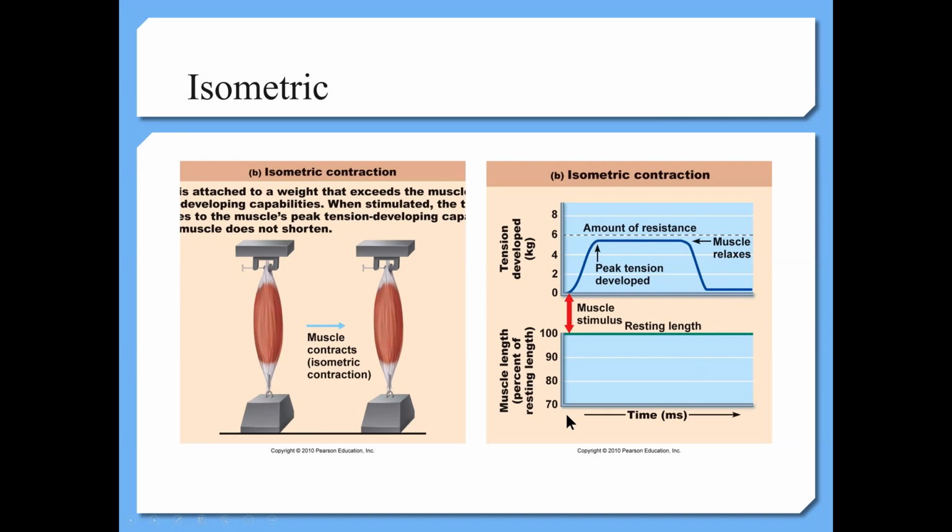But if we look at the second graph, which is the muscle length, so here's 100% of the muscle length, here's the same time frame. We generate maximum tension. We did not change the length of the muscle. It's still at 100% length. And so this is an isometric contraction.